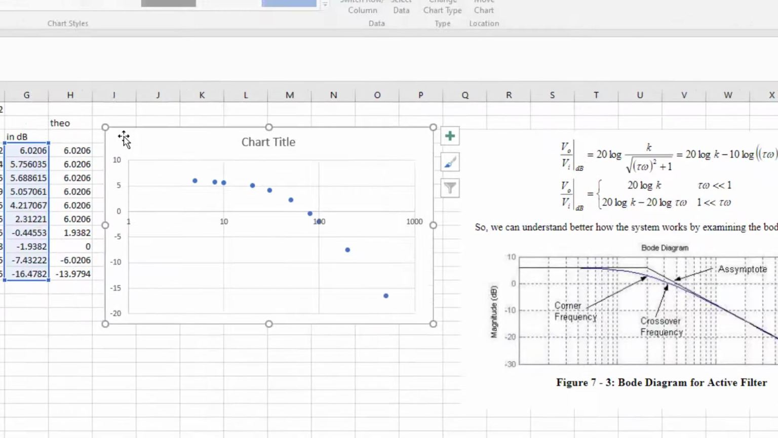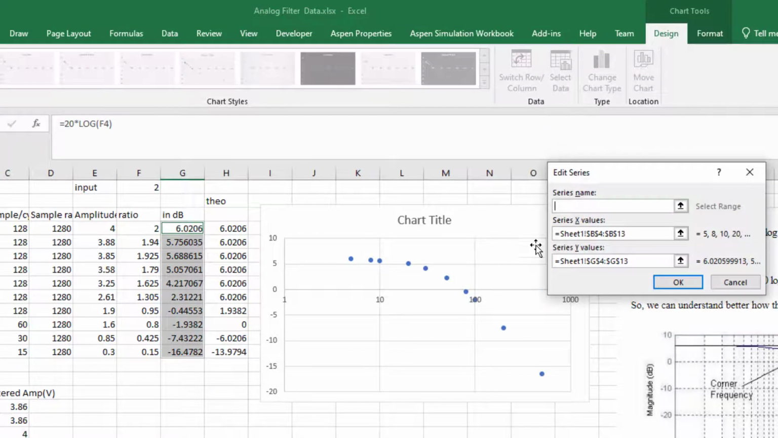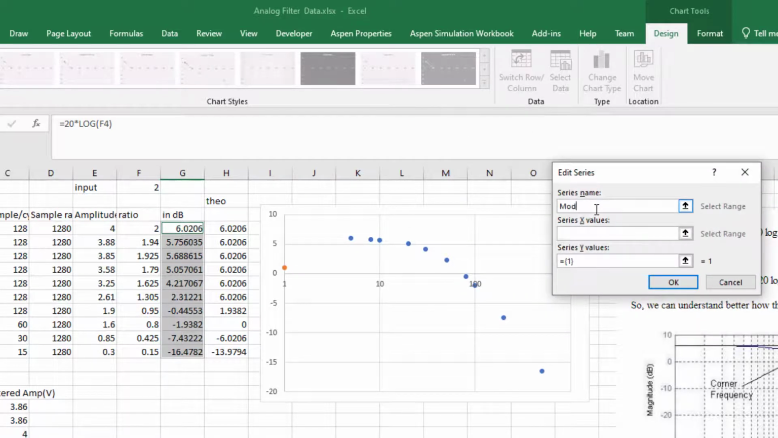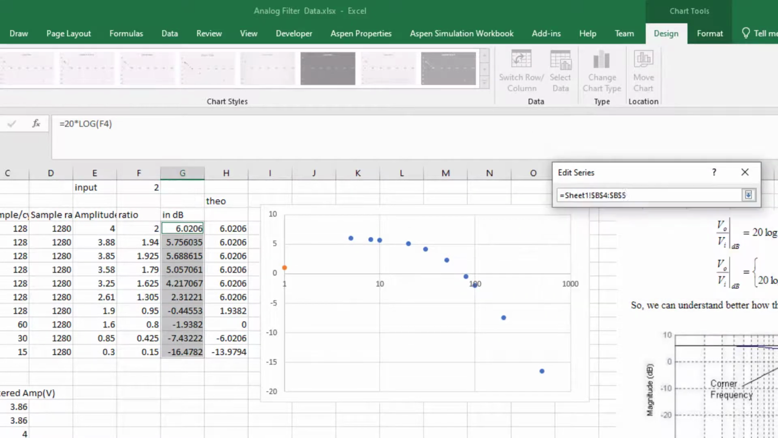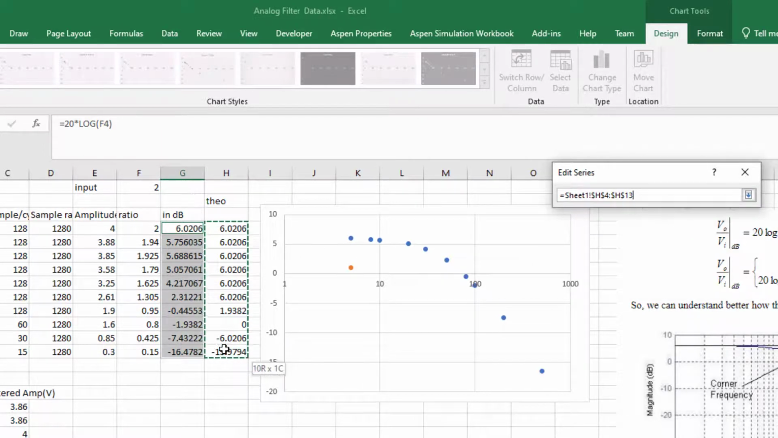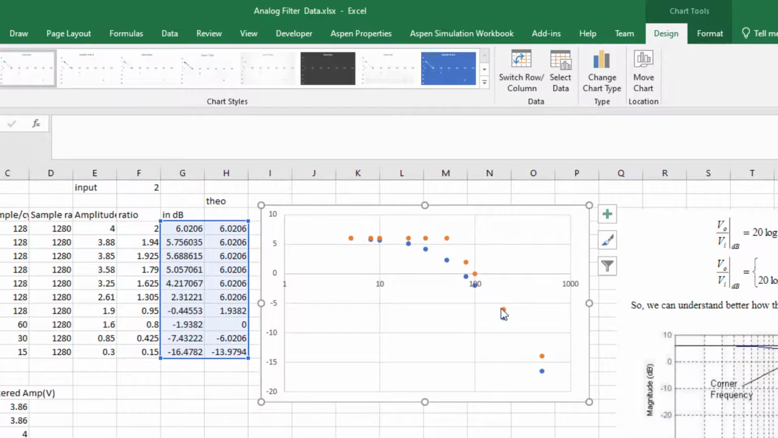To add the theoretical one into this graph, just go to select data. You can edit the first one and call it measurements, and the second one will be the model. Here the x value is your frequency and your y values are the theoretical values. And so you can see both are being plotted.